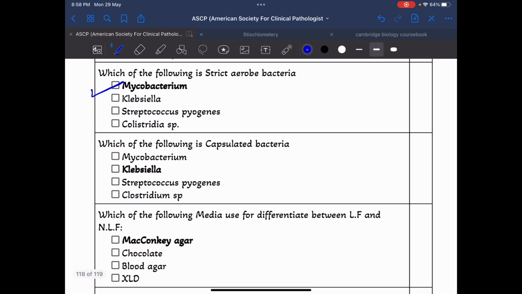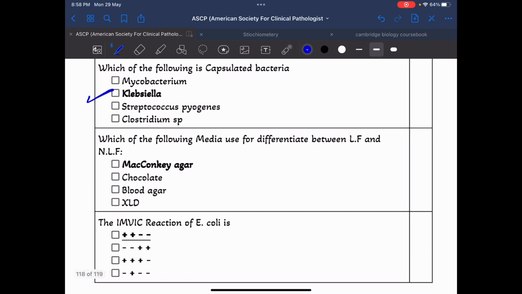Which of the following is a capsulated bacteria? Mycobacterium, Klebsiella, Streptococcus pyogenes, Clostridia species. The correct answer is Klebsiella species, which is capsulated with a mucoid capsule. Which of the following media is used to differentiate between lactose fermenter and non-lactose fermenter? MacConkey agar, chocolate, blood agar, XLD. The media used for differentiation between lactose fermenter and non-lactose fermenter is MacConkey agar.